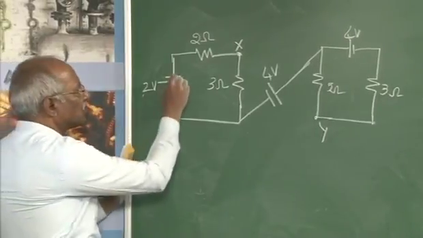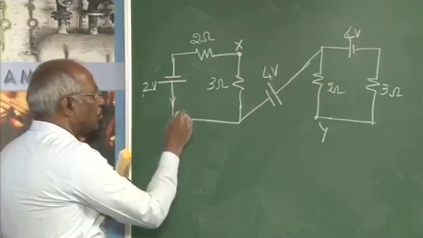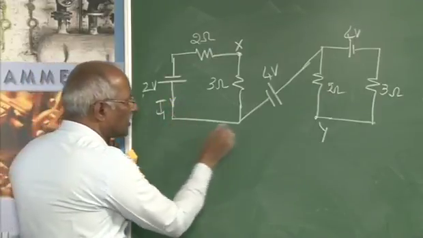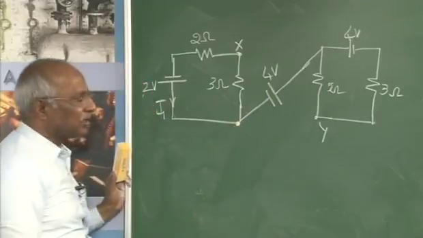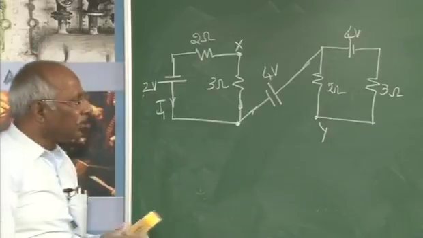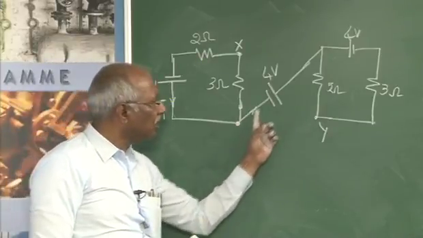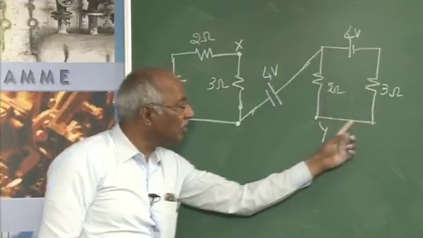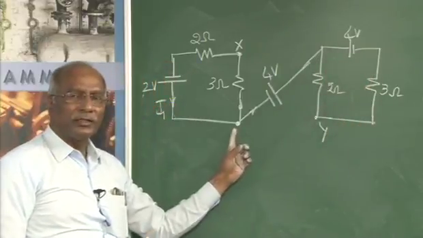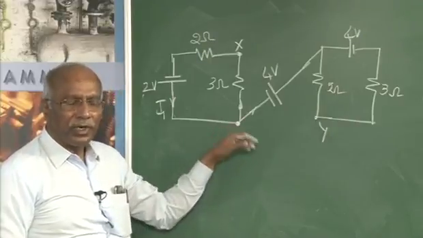Think of this 2 volt battery as it drives a current, and this drives a current, so call it say I1. As the current comes to this point, which path does it take? Should it go this way or this way? The current will not take this path, because if at all the current goes this way, from where does it return back to the same point? If the current starts from a point, it must return to the same point.